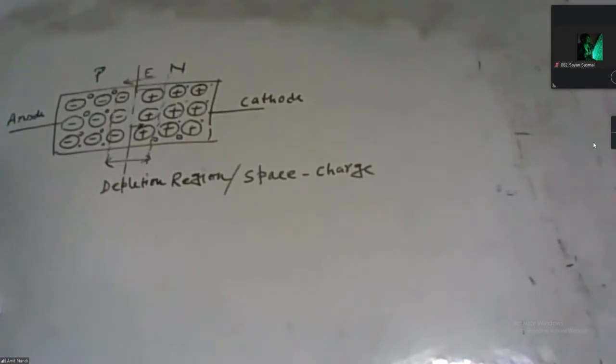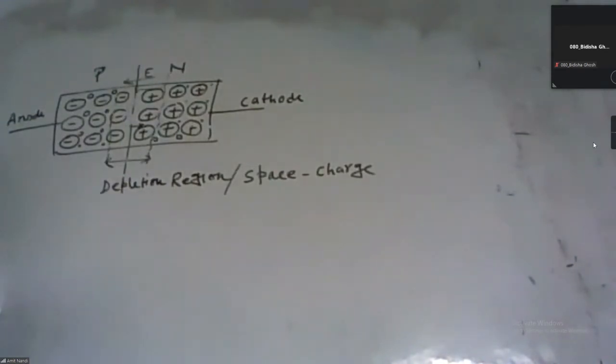So this barrier field rejects the further movement of free electrons and free holes. Under the thermal equilibrium condition, no further movement of electrons and holes is possible. So if we want further movement of electrons and holes, then obviously we need some external supply.